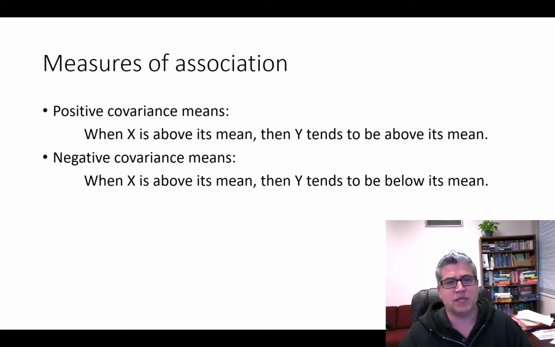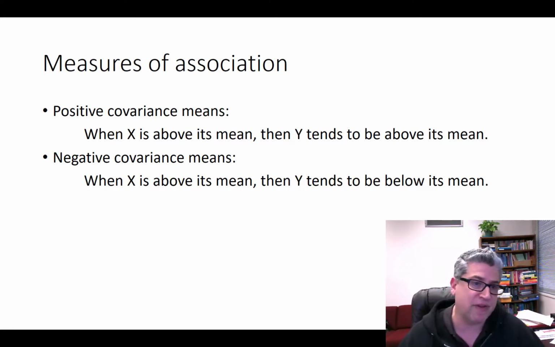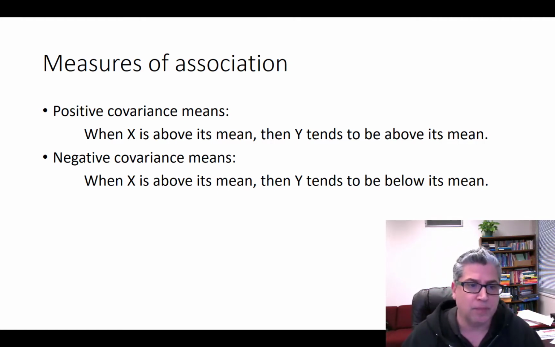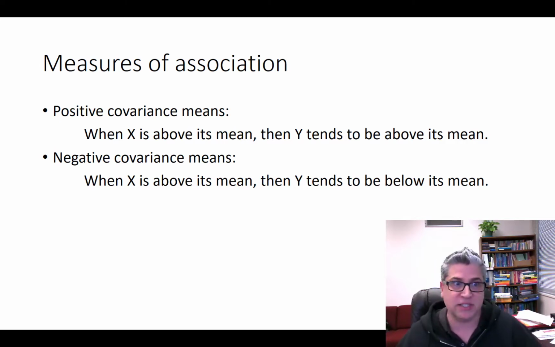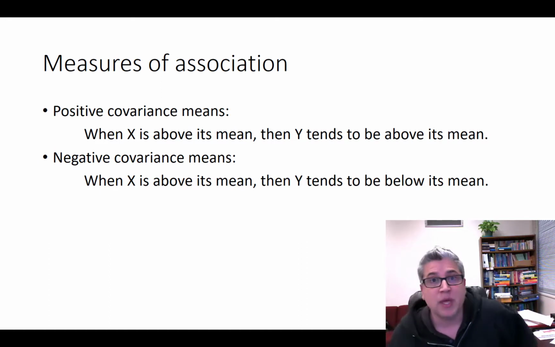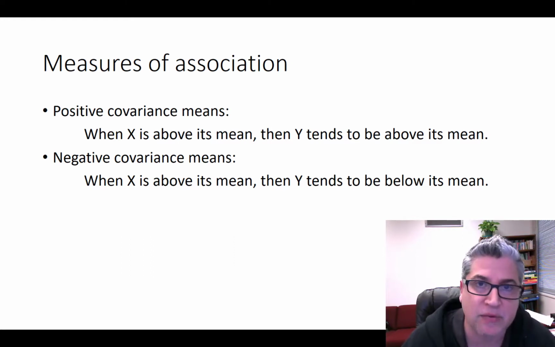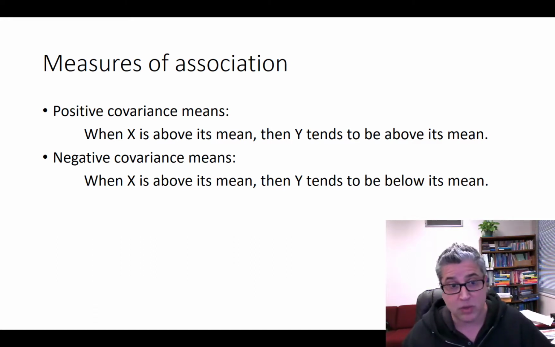So what do we mean if x and y are positively covariant? Well, that means that when x tends to be high, specifically above its average, then y is high. Conversely, if x is low, then y tends to be low. If that's the case, then you'd say x and y have a positive covariance. If x and y have a negative covariance, then the opposite holds: when x is high, y is low, or when x is low, y is high and tends to be above its mean.